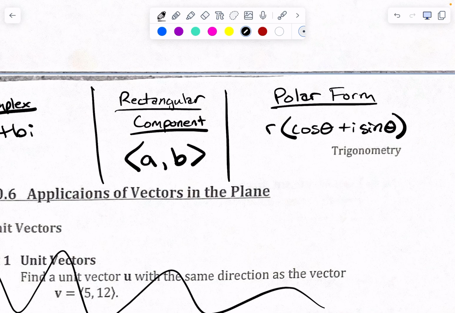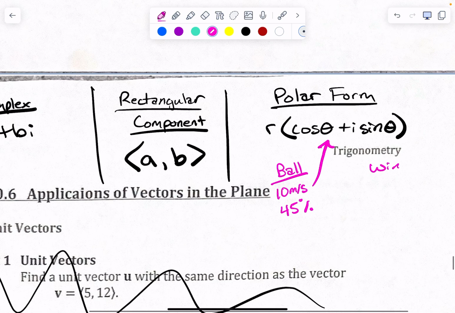Here is what's going to happen in this section. They're going to say you have a soccer ball that is being kicked at 10 meters per second at a 45-degree angle. So we're going to put it into polar form. The wind then is blowing at 5 meters per second at 120 degrees. So how is the wind blowing this ball?